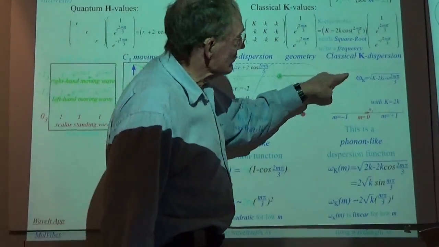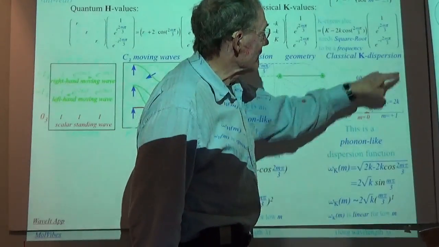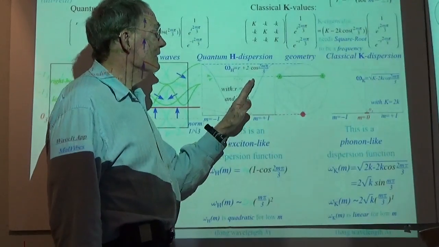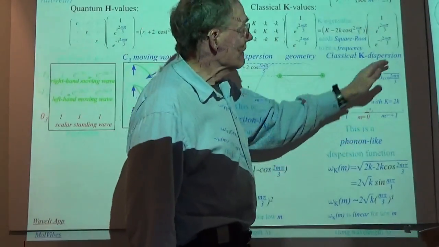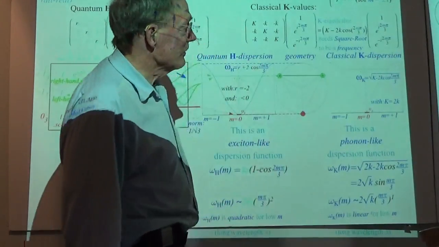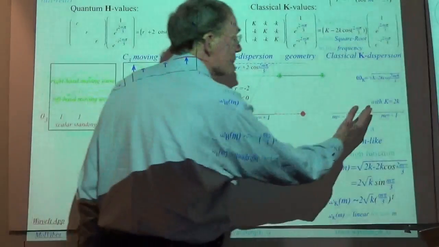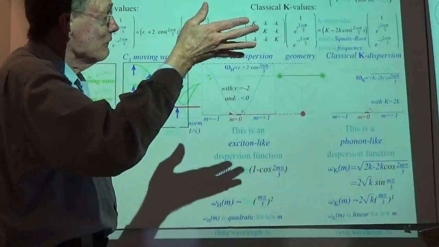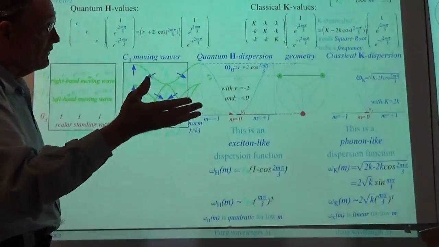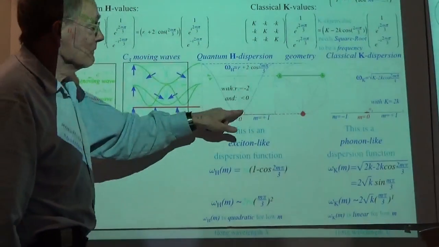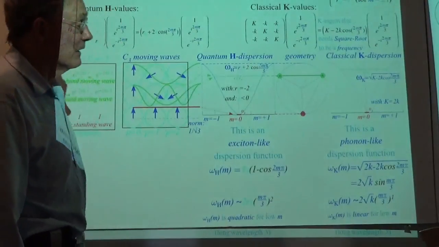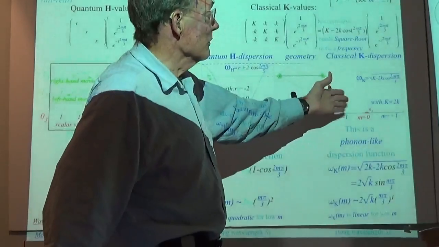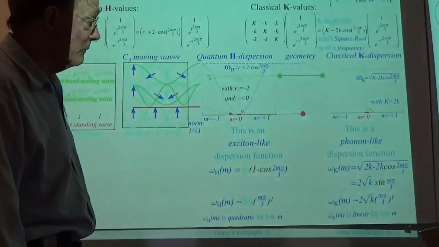Then you get a thing that looks like this. That's the square root of this. It starts out linear and then bends more than this one does. So it has a long straight region here whose slope is the velocity of phonon. That's the velocity of sound. This one, very bizarre, exciton-like behavior compared to what we're used to when we talk about oscillations in mechanical systems.